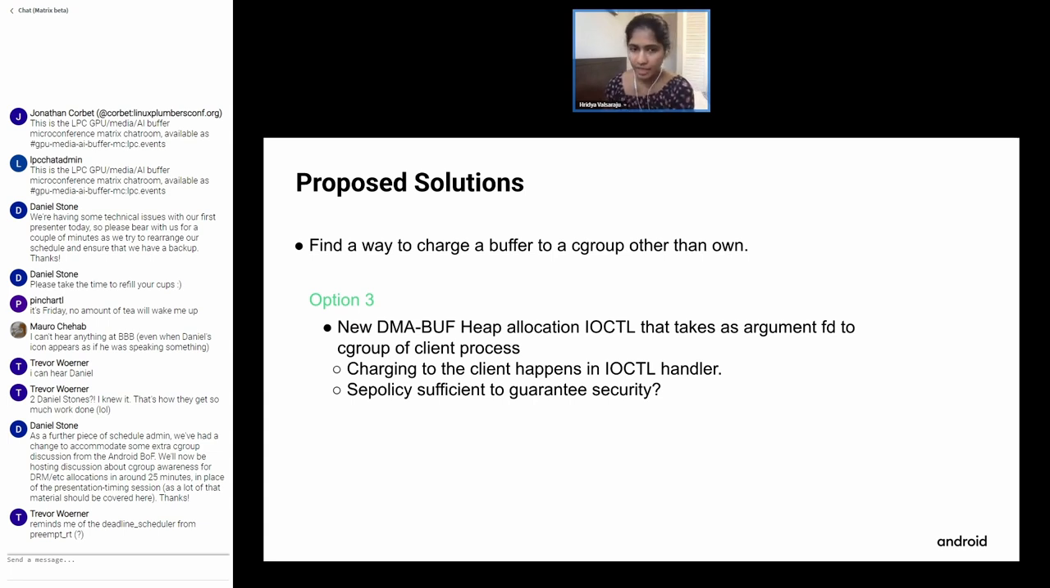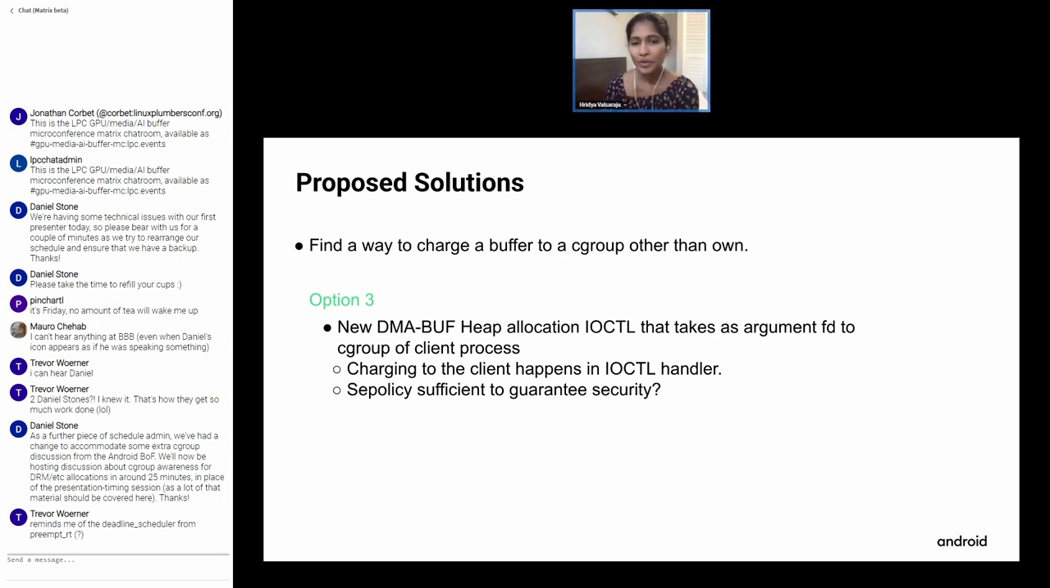So basically the limit checking and charging would happen in the ioctl handler. SELinux policy restrictions would guarantee that access to this ioctl would only be provided to approved processes. So in the case of Android, we would probably only provide the graphics allocator HAL the permission to use the new DMA-BUF heap allocation ioctl, unless we find other valid use cases. So these are the various solutions that we looked into to solve this problem.